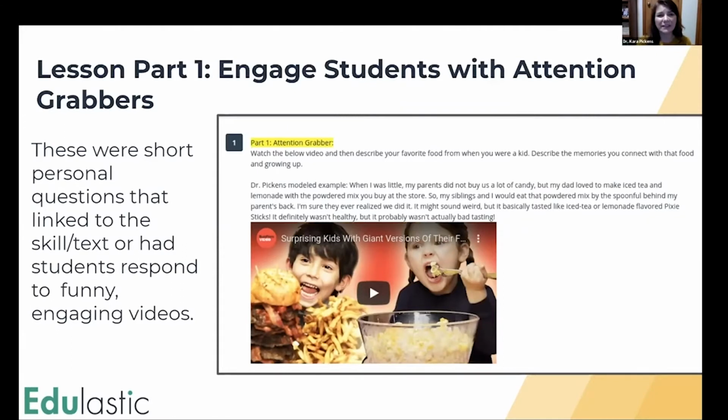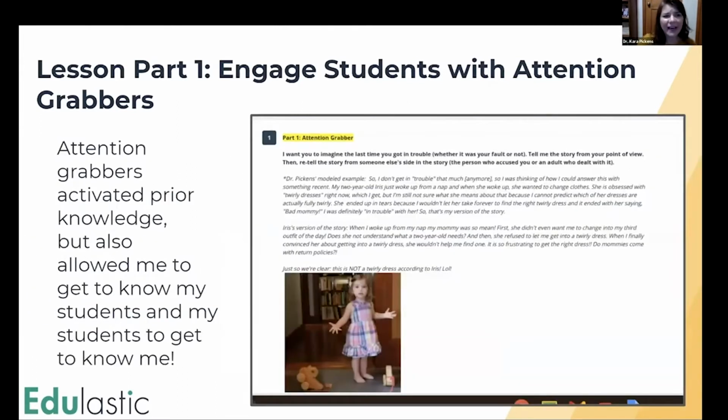And it started with an attention grabber to engage students. A lot of times these were short personal questions that linked to the skill or the text, or I had short, funny videos, and students could respond. I used these to activate prior knowledge, but it also really allowed me to get to know my students and allowed my students to get to know me. And I think when you're working with asynchronous learning, still making those personal connections is so important. Working social emotional learning into a curriculum is so important.